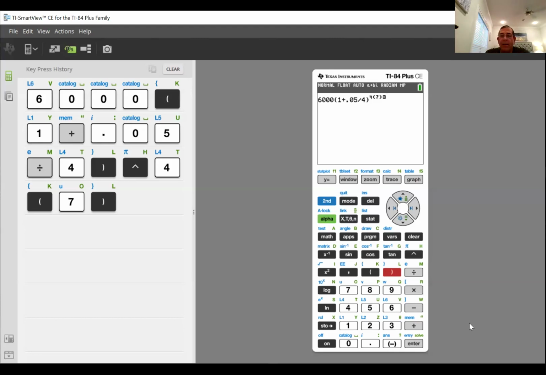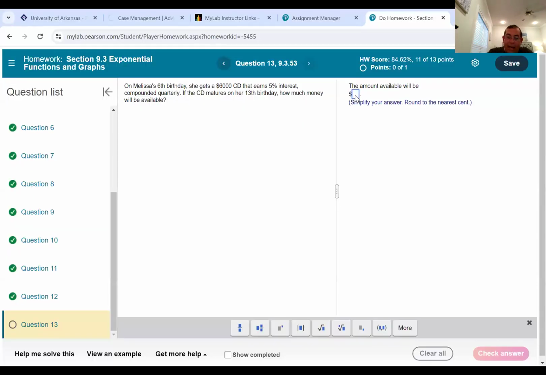So we got to hit enter, and we're going to round it to 2 decimal places. So that'd be 8495 point, so let's see, 95. After the 5 is a 3, so we're going to keep that a 5. So I get $8,495.95. So you would go to MyMathLab and punch that in, 8495.95. Okay, once you got all that in, check your answer and be done.